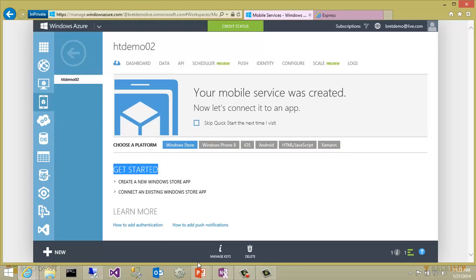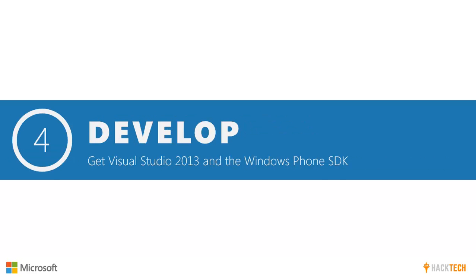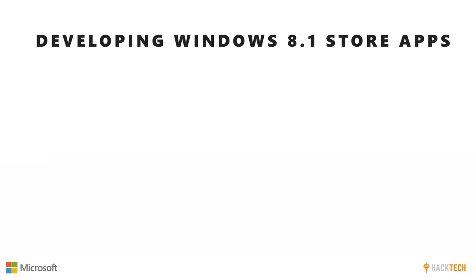But before we do that, let's jump back over here and, well, I've been demoing as I've gone, so I won't do a separate demo for that. But jump in and look at developing with Windows 8 and Windows Phone inside Visual Studio. First, let's take a look at how we would build apps for Windows 8.1.